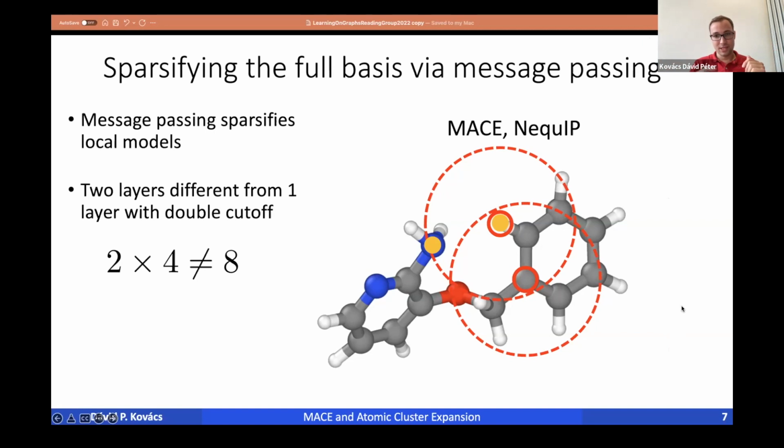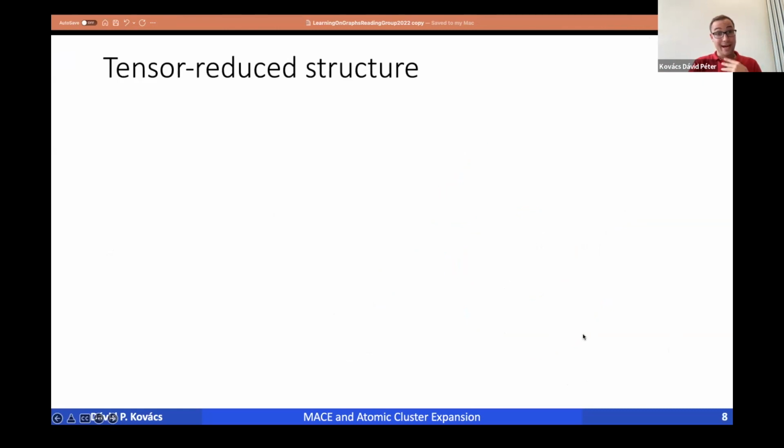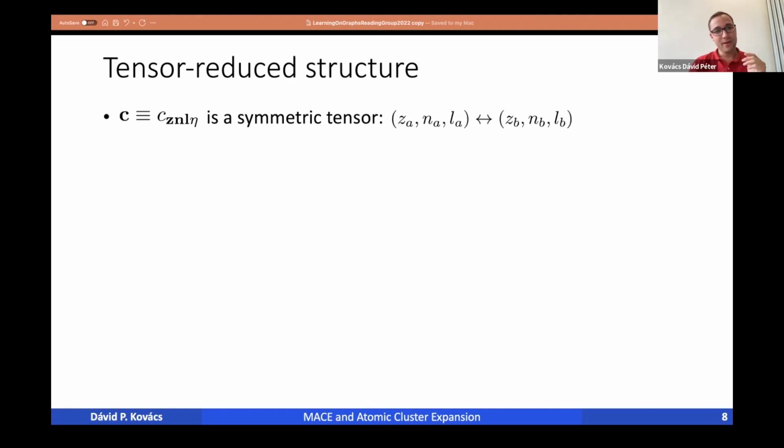So what we can achieve with message passing is that it can pick out the physically most relevant basis functions out of the full complete set of features. That's why we think that message passing is a very good idea. And then the tensor reduced structure is the second one. This is something that should be on arXiv tomorrow. I think we have already submitted it, so this is almost published work. What we can recognize is that the parameters of this linear ACE construction are actually a symmetric tensor.